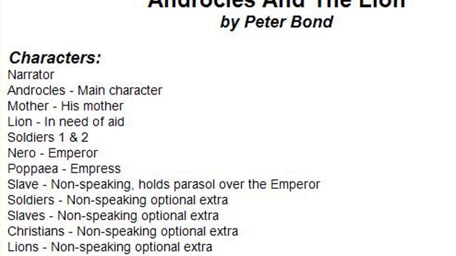The third thing we're going to look at today is a play. The play that we're looking at is called Androcles and the Lion by Peter Bond. Now, the first part of a play usually has the different characters set out. This is so you know how many participants you'll need when you go to actually act out the play. Stories and poems usually aren't acted out, but plays, that is their main point. So after you have all of your characters, you can move on to the actual play.